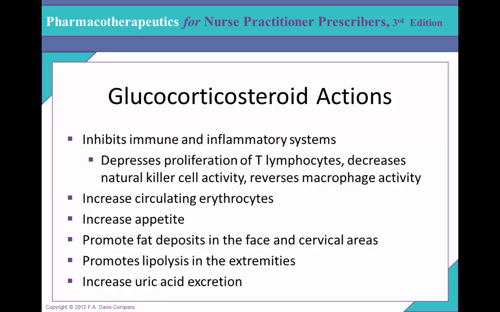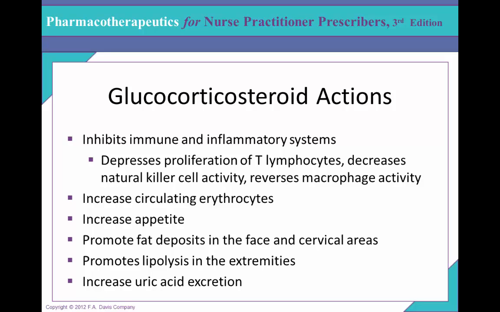So again, the actions are to inhibit immune and inflammatory systems, so decreases proliferation of T lymphocytes as well as natural killer cells. So the patients could have alterations in immune system, not defending themselves properly from infection. Increased circulating erythrocytes, so patients could have polycythemia in Cushing's and anemia in Addison's disease, increased appetite and obesity in Cushing's, and decreased appetite and cachexia due to increased catabolism in Addison's disease.